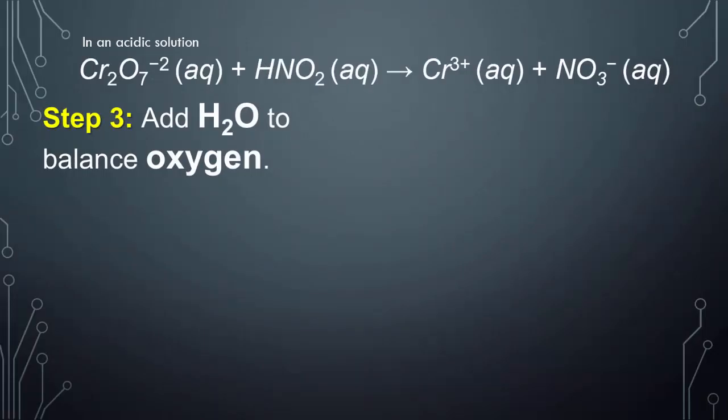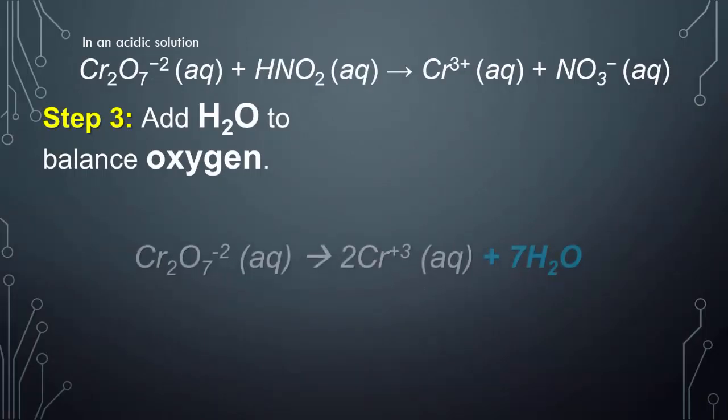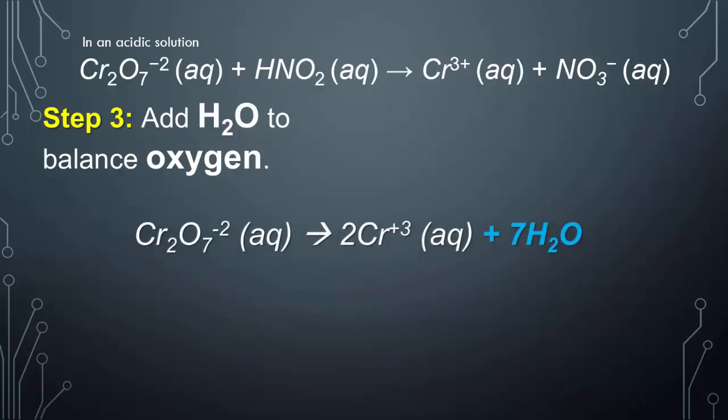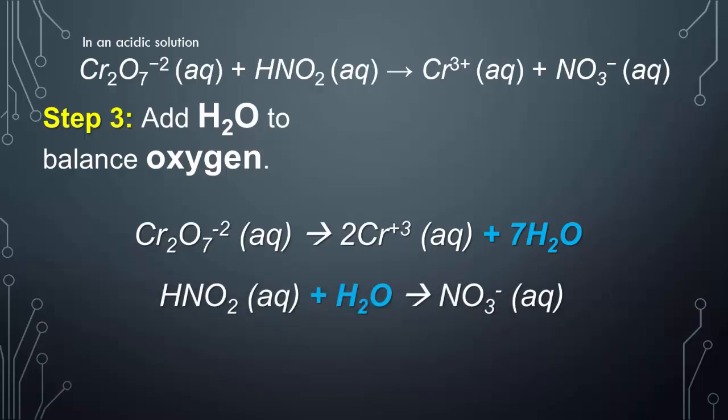The third thing we have to do is add water molecules to physically balance out the oxygens. In our first reaction, we notice that we have 7 oxygens, so therefore we need 7 water molecules as a product. In our second reaction, we notice we are short 1 oxygen on our reactant side, so we add 1 mole of water to balance out the oxygens.